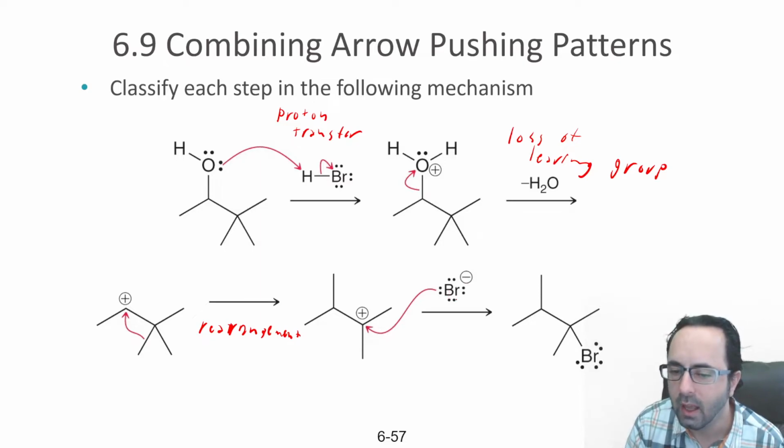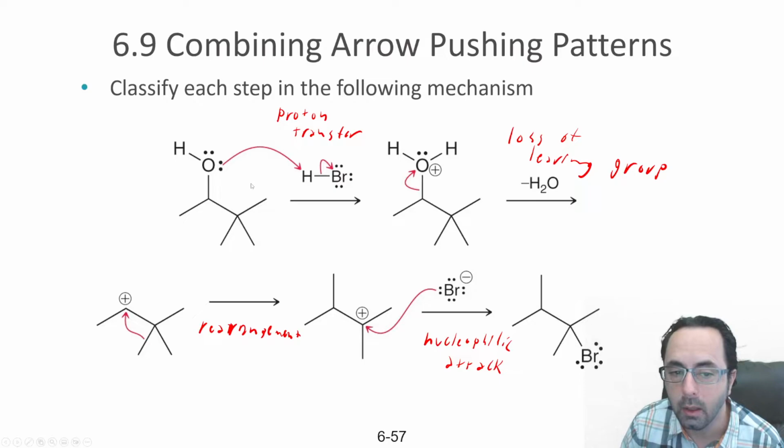Finally, we have the negative bromide ion forming a bond where the positive formal charge on the carbon is. So this is the nucleophile attacking the positive carbon. We know it's a nucleophile, it's negative, it has lone pairs to give, which is giving to a bond. We call that a nucleophilic attack. And together, these steps represent the replacement of an OH group with a bromide. And these individual steps make up this reaction.